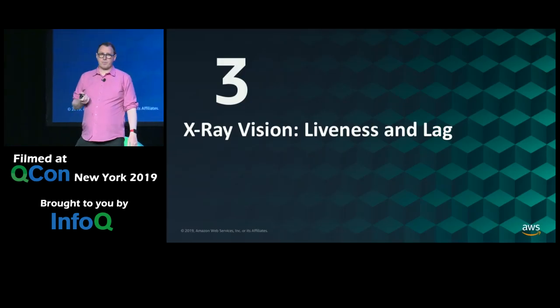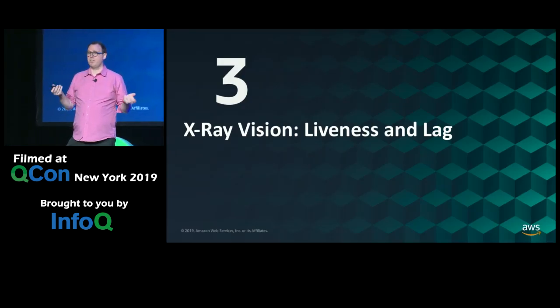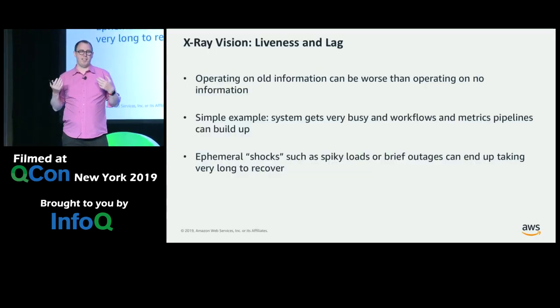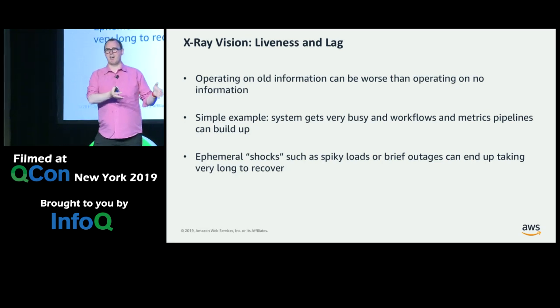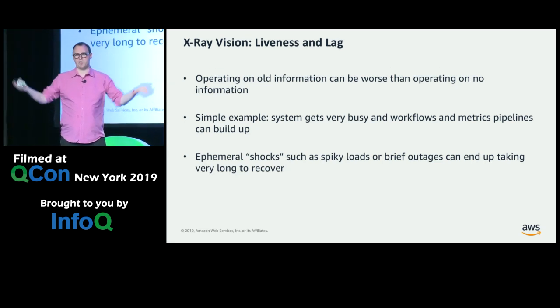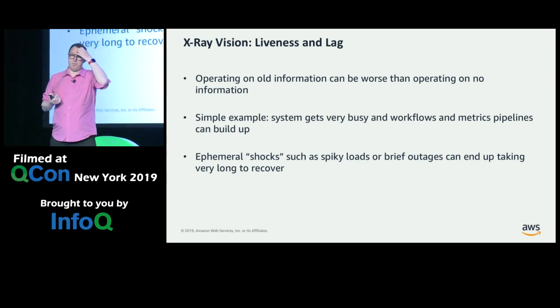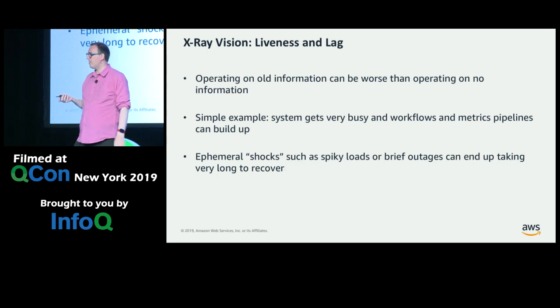The third is about liveness and lag. Pretty much any control system is doomed to failure if it's operating on old information, right? And old information can be even worse than no information. Like if we were controlling the temperature in this room based on the temperature 30 minutes ago, that's just not going to work, because there weren't so many people in the room at that time and the information's just false and it's going to heat it up too much. It's no good.